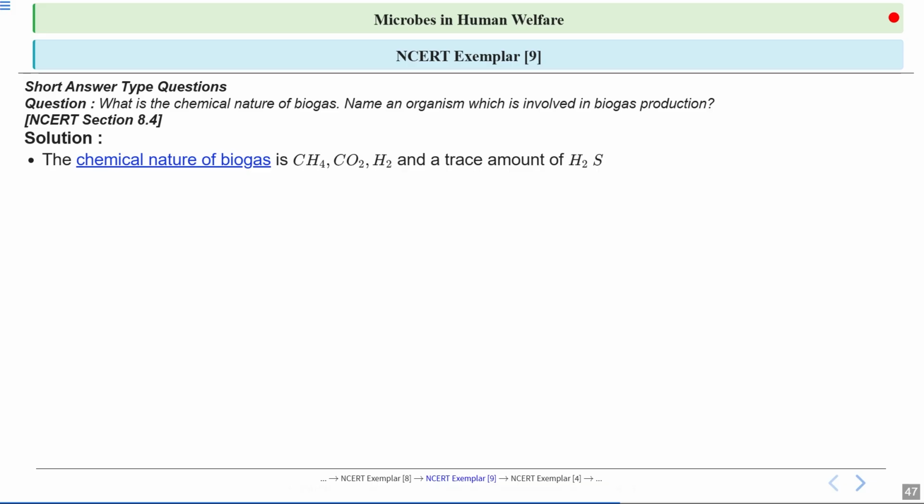The mixture of these gases explains why biogas is such an efficient biofuel. Biogas can be used for cooking, it can be used for lighting, it can be used for electricity generation as well. Now, methanobacteria, which are a type of methanogen, play a key role in this process. These bacteria break down organic matter in the absence of oxygen and release methane as a byproduct, making them essential for biogas production.